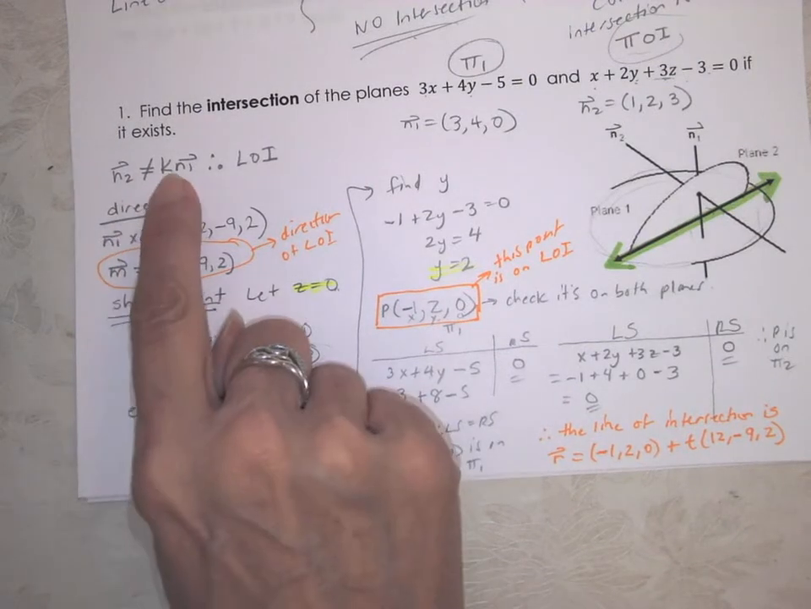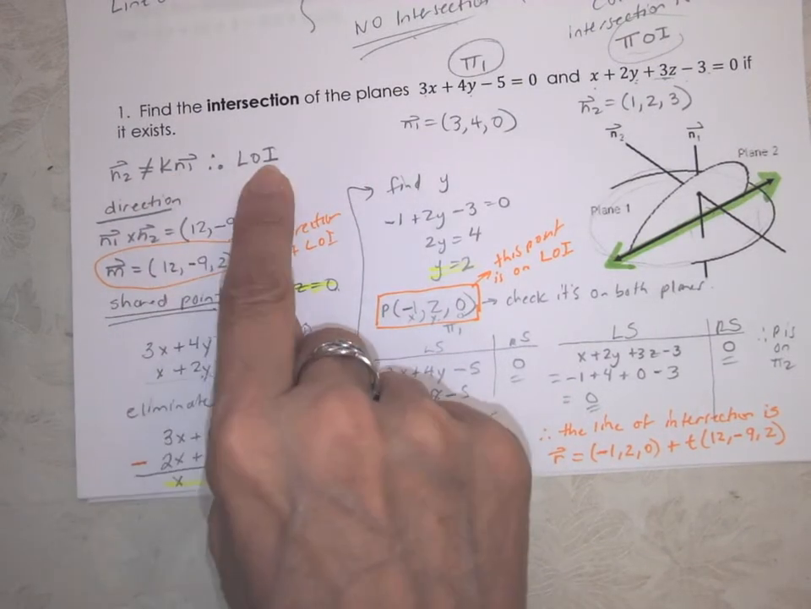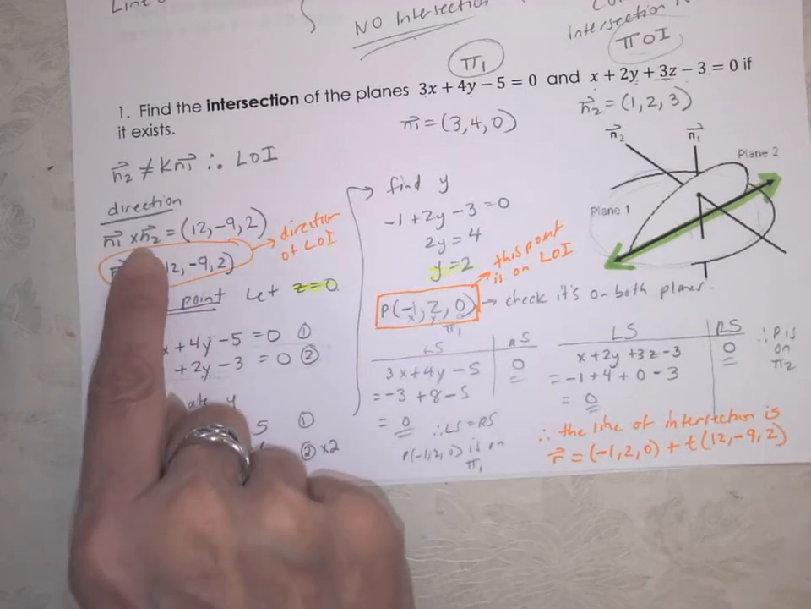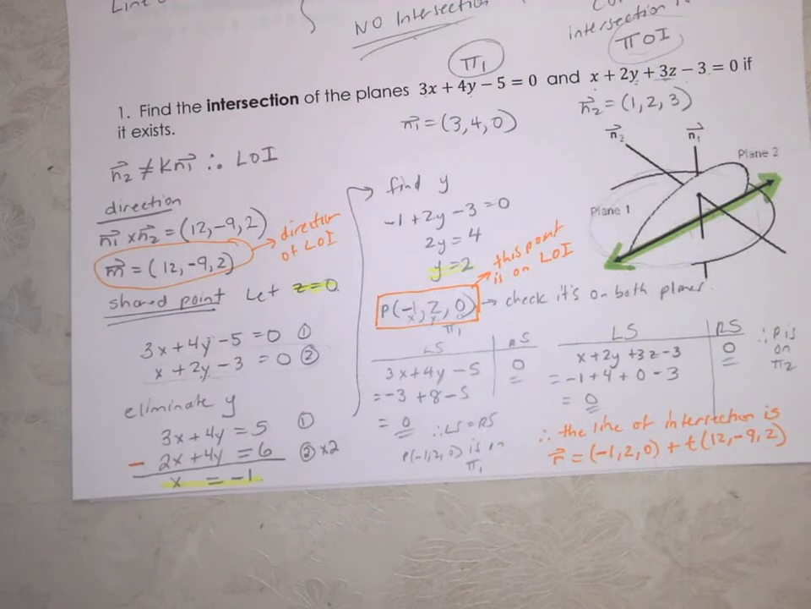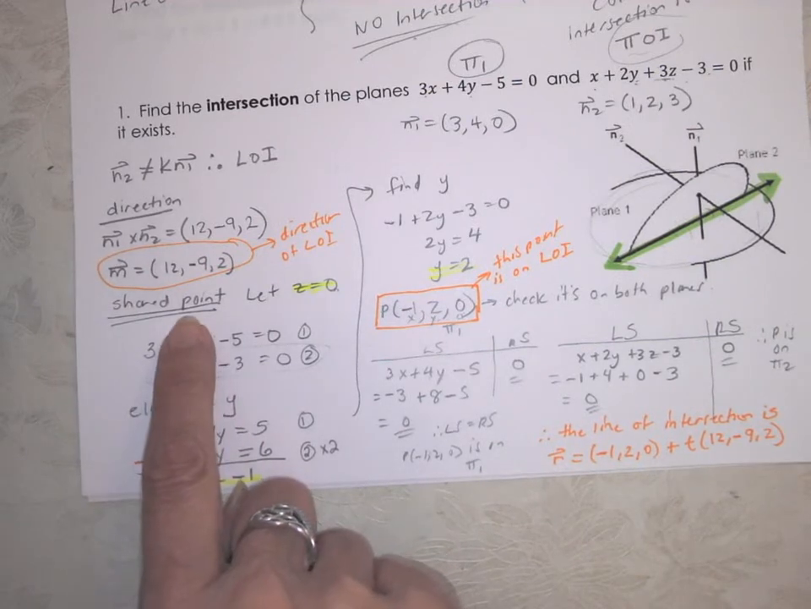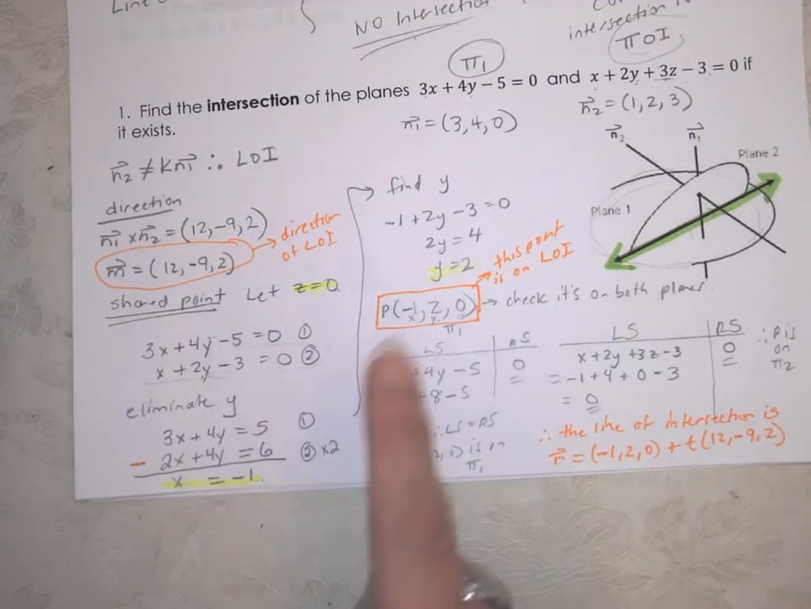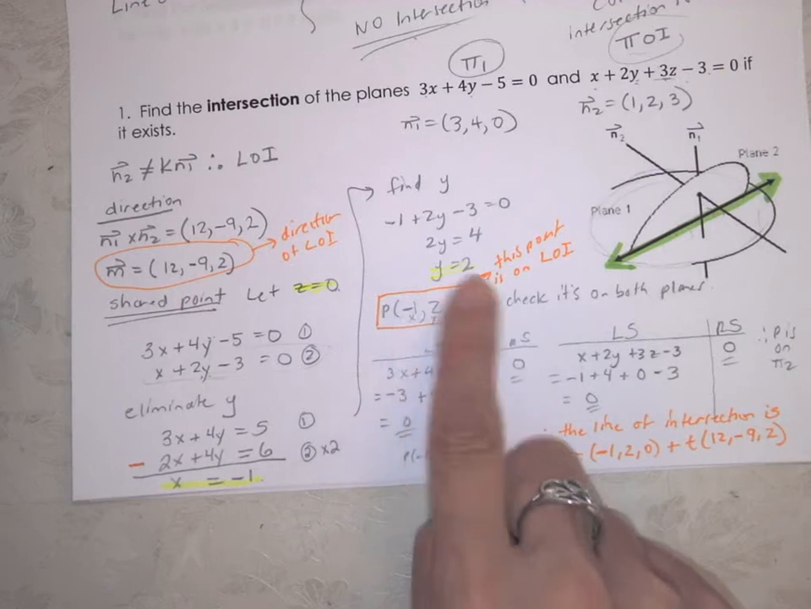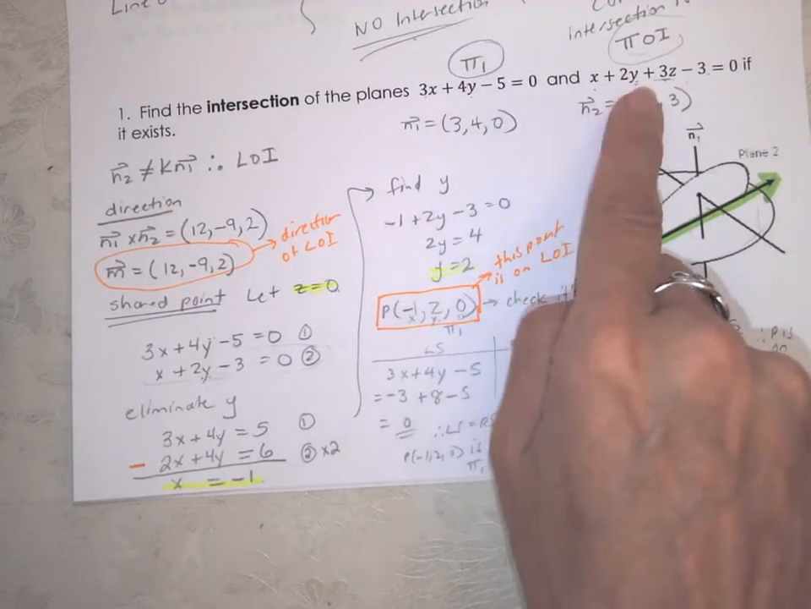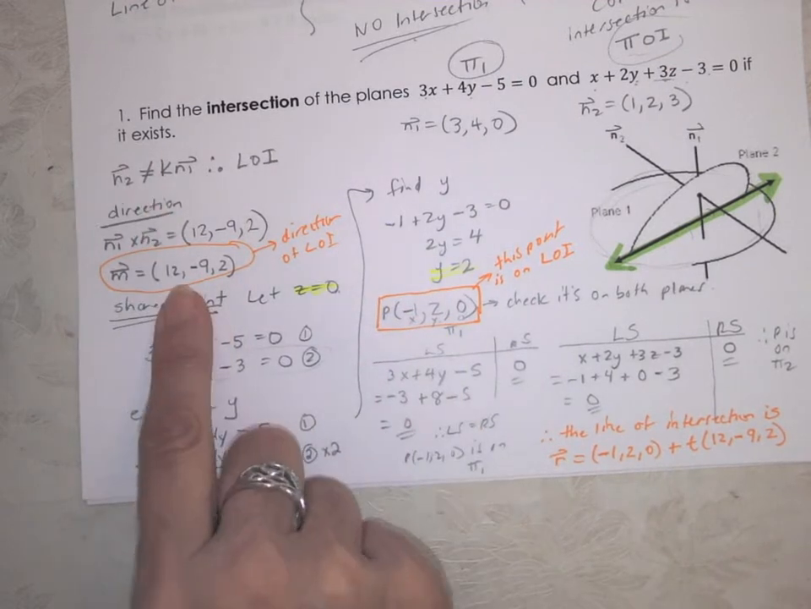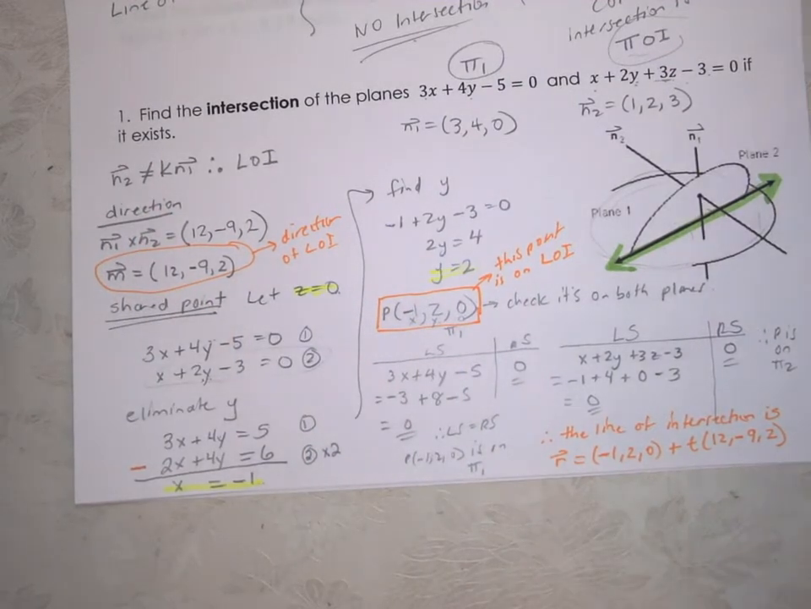So first we figure out that the normals are not scalar multiples, so we know we have a line of intersection. To get the direction of that line of intersection, you take the cross product of the normals. Then you have to use elimination to find a shared point. We start off letting z equal 0 and see if we can solve for x and y. Then we check and make sure that point is on the two planes, either mentally or writing it out on scrap paper. Once we're satisfied that point is on both planes, then we have our point, we have our direction, and we can make our statement with the line of intersection.